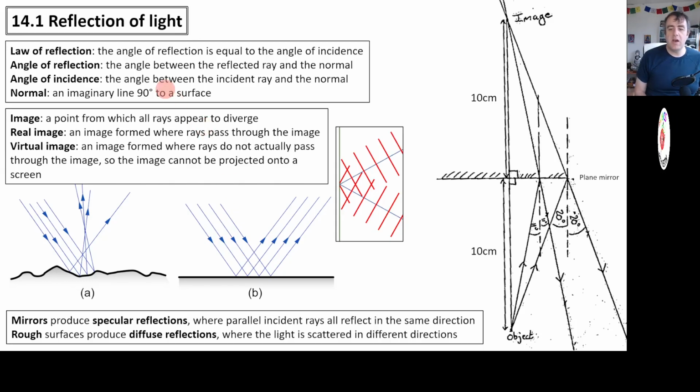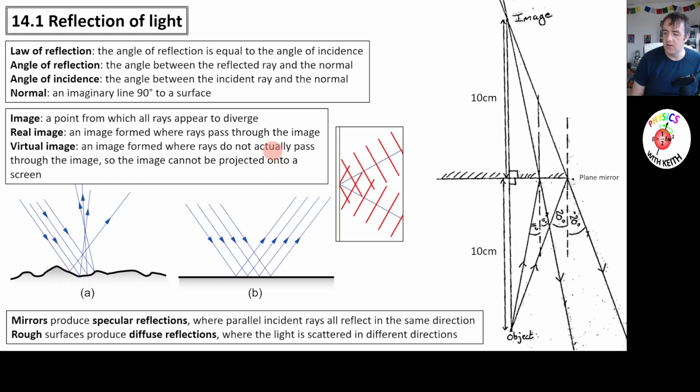So there are some other technical words relating to reflection of light. The idea of the formation of an image. So the image, or any image, is a point where you can consider rays diverging from it. Now, it might be that the rays do actually pass through that point, in which case we call it a real image, or it might be that the rays don't actually pass through that point, and this is what happens with mirrors, where you get a virtual image, a point where it looks like the rays are coming away from that particular point, but the rays don't actually pass through that point.